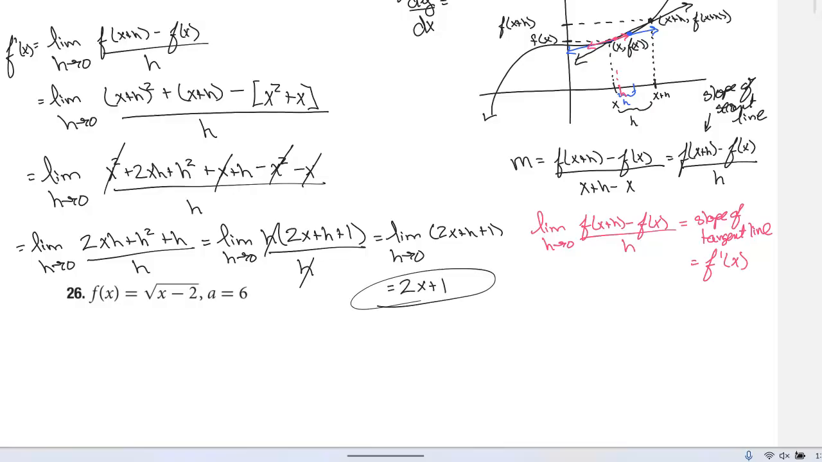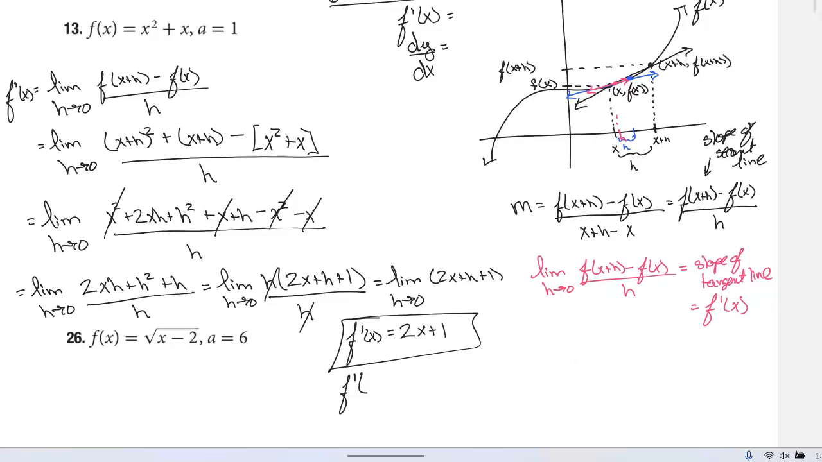So we would say that is the derivative of this function. And then once we have the derivative, then we can find the value of the slope of the tangent line. So we're going to plug 1 in for that. So we're going to have 2 times 1 plus 1 is going to give me a 3. So the slope of the tangent line is 3.